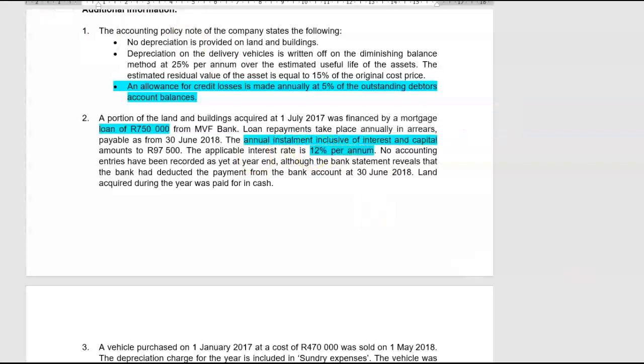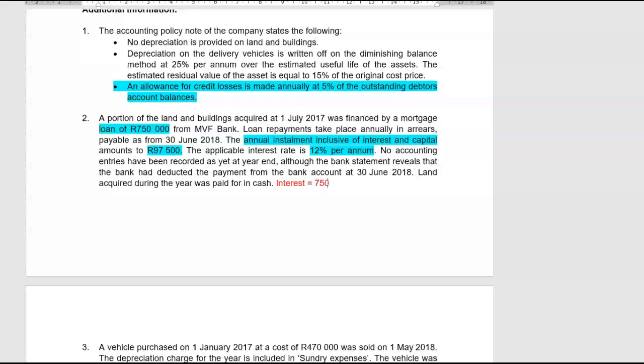Now, they only require from you the cash flow from operating activities and investing activities. They do not ask for financing activities. Now, you know that you have to split that 97,500 into capital and interest. So what is the interest portion?